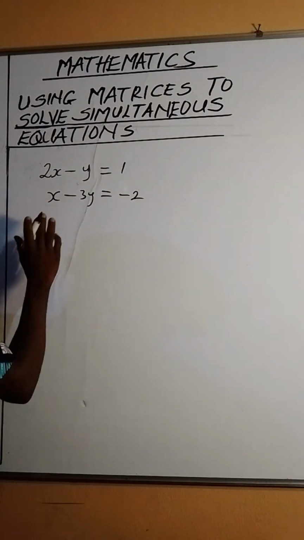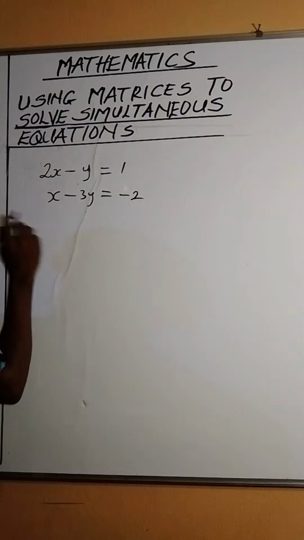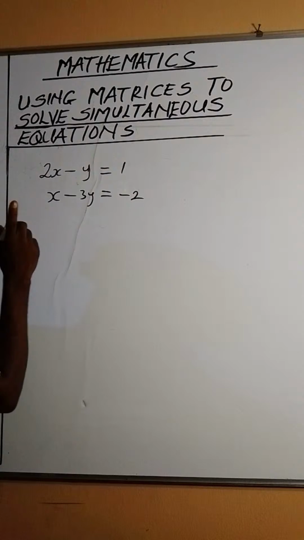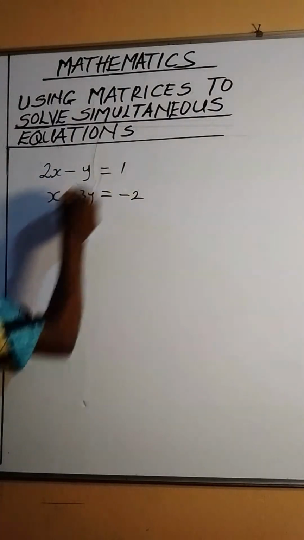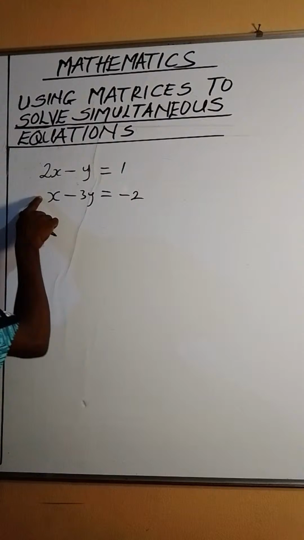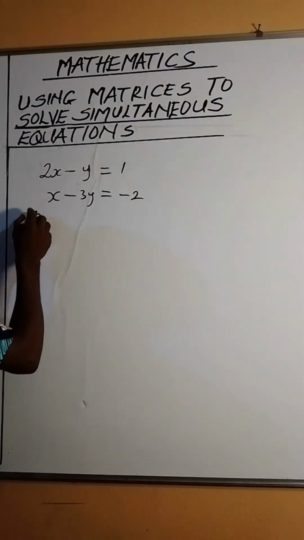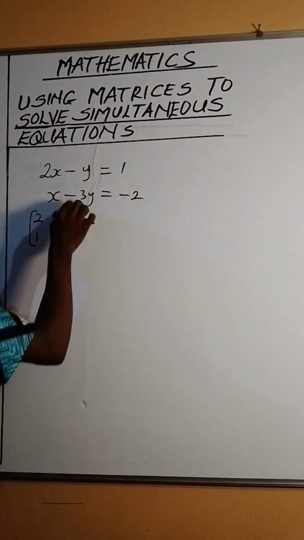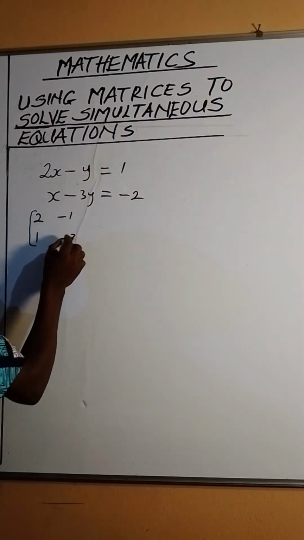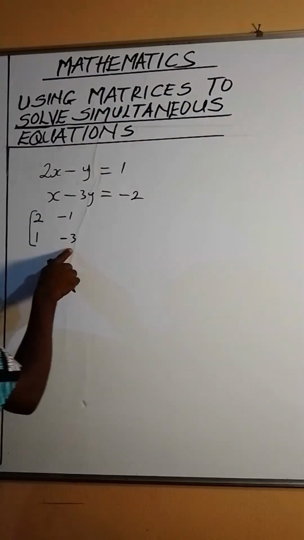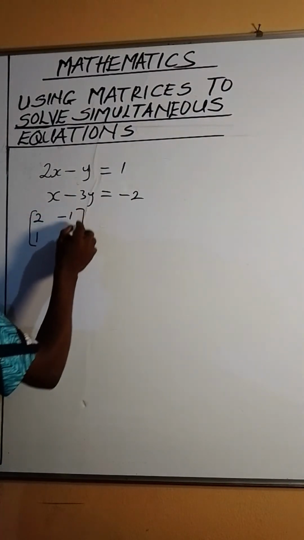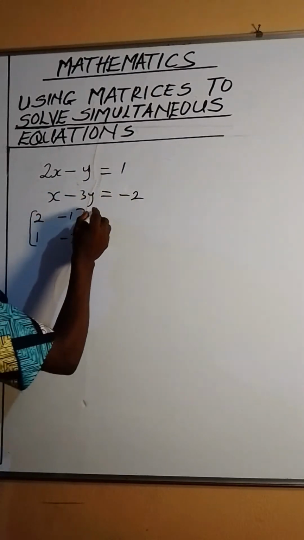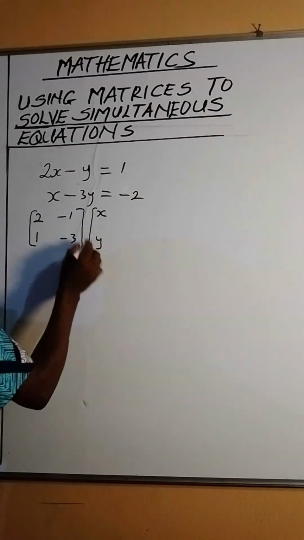All right, this is how we are going to put it. There are three matrices here, so we are going to write it in this manner. First, we extract 2, here we extract 1. So this is what we are going to have. Here, we have -1, here we have -3. So we plot it like this. And here we have x, and here we have y.